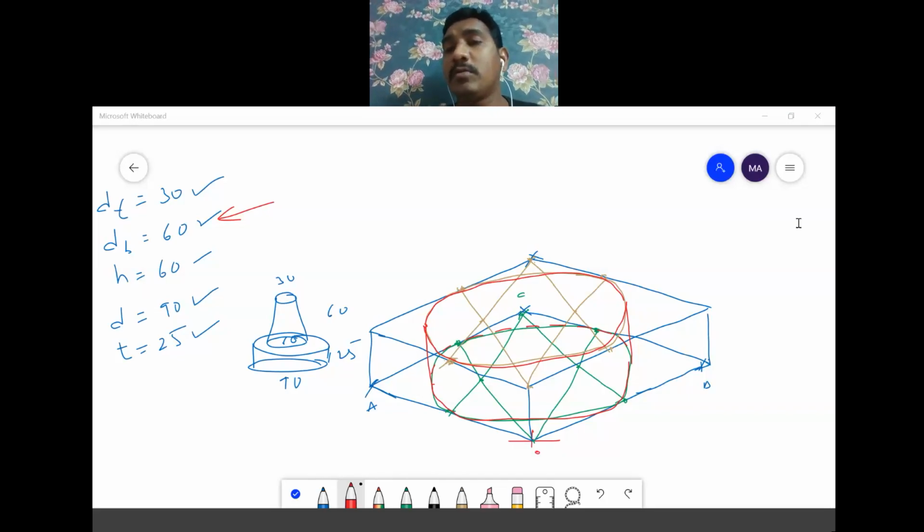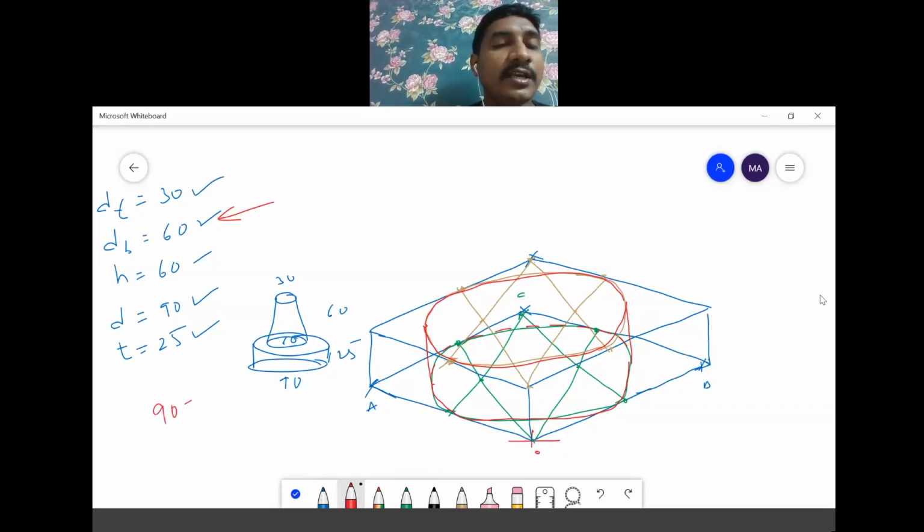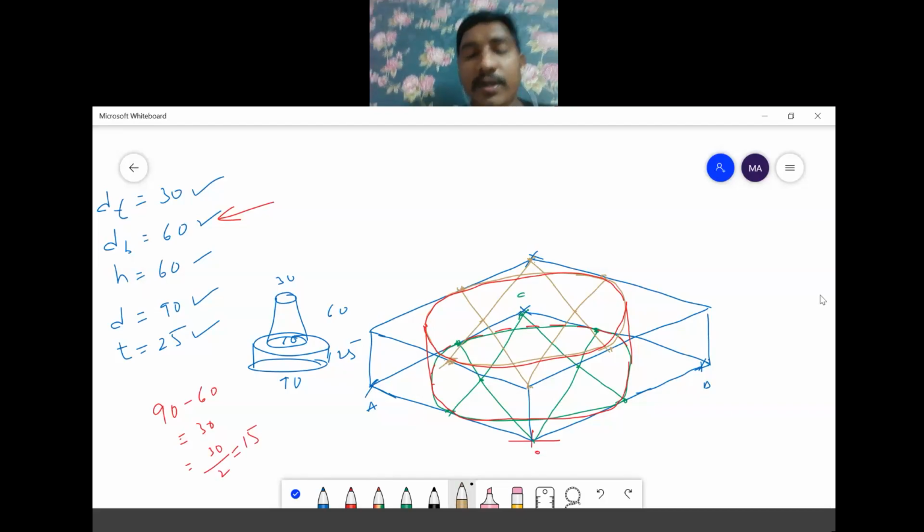So what I am doing is reducing it to 60 as given. Here it is 90 mm. 90 minus 60 is 30 mm. 30 by 2 means 15 mm. I have to reduce 15 mm on each side. I already have the midpoints here. So here I am drawing with a black color.